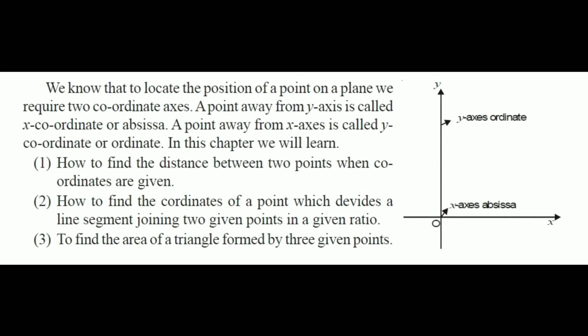We know in coordinate geometry, to locate a point we need two axes, the x-axis and the y-axis. The point which lies on the x-axis is away from the y-axis and has the value of x coordinate, or abscissa. Similarly, the point which lies on the y-axis has the value of y coordinate and is away from the x-axis. The value of the y coordinate is called the ordinate: abscissa and ordinate.